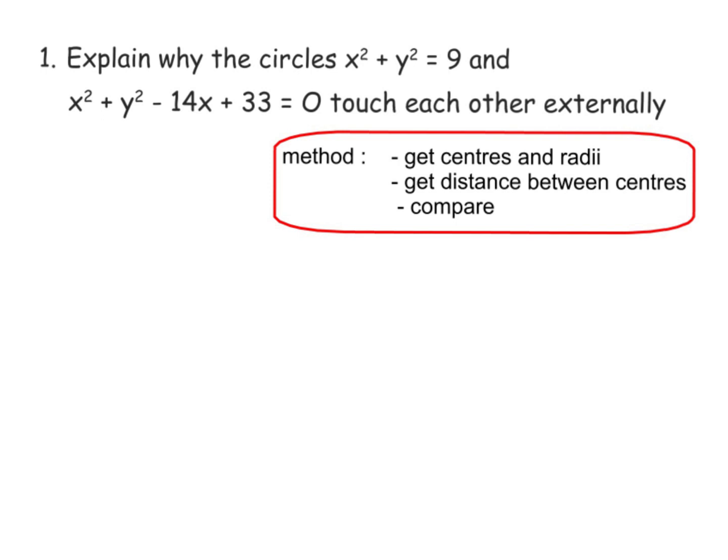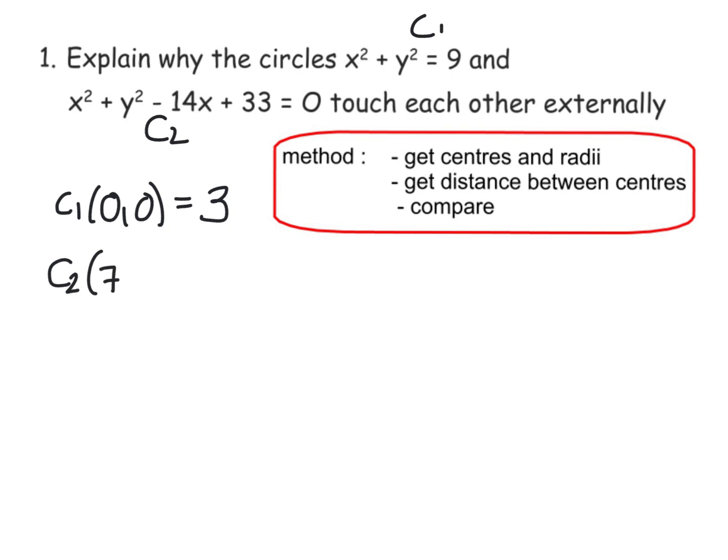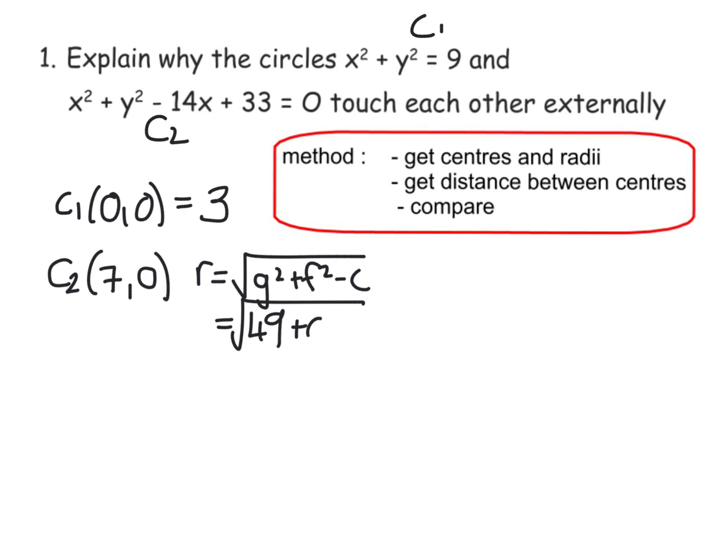So for circle 1, that's the easy one. That's got the centre of 0, 0. And your radius is the square root of 9, which is 3. So I'm calling this one circle 1, and this is circle 2. So circle 2 has a centre of 14 halved, and change the sign gives you 7. There is no y letter in there, so that's 7, 0. And your radius is the square root of, remember you've got g squared plus f squared minus c. So g squared would be your 7 squared, so 49. F squared is just a 0, and then you've got minus 33, which gives you root 16, which is 4.